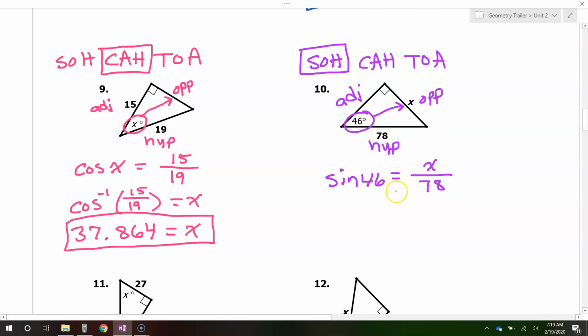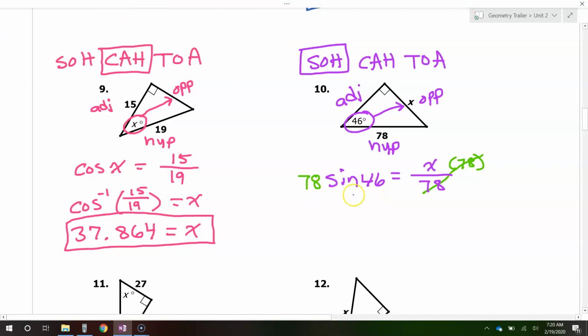Will we multiply, swap, or inverse? When the variable is in the numerator, this is when you multiply. So we will multiply both sides by 78. That will cancel these 78s out, leaving x by itself. Put this in your calculator.